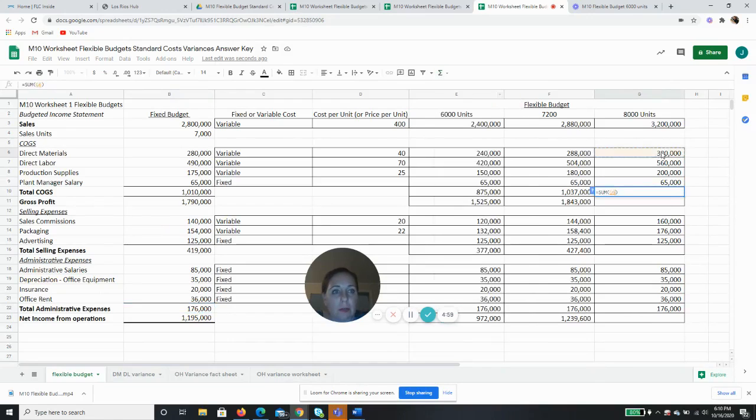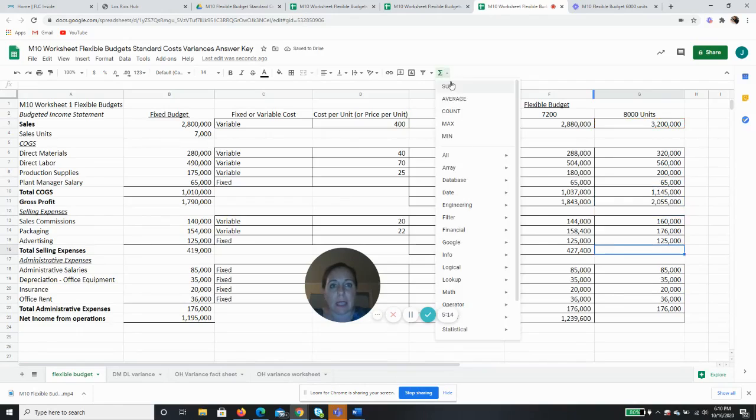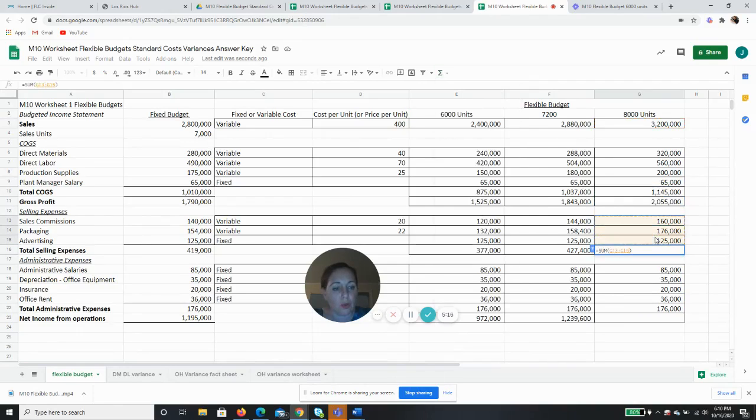Okay, so now I'm going to add up my total cost of goods sold, which is all my product costs, fixed and variable, and I get 1,145,000. I take my sales of 3.2 million minus my cost of goods sold, and I get a gross profit of 2,055,000. And I add up my selling costs, and I get 461,000.